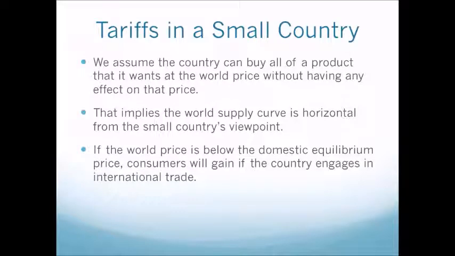In international trade, the small country assumption is roughly the same as perfect competition. We assume the country can buy all of a product that it wants at the world price without having any effect on that price. That implies the world supply curve is horizontal from the small country's viewpoint. If the world price is below the domestic equilibrium price, consumers will gain if the country engages in international trade. At the world price, PW, supply is completely elastic. The supply curve is horizontal. The world price is PW.